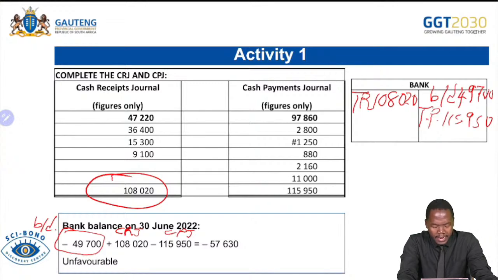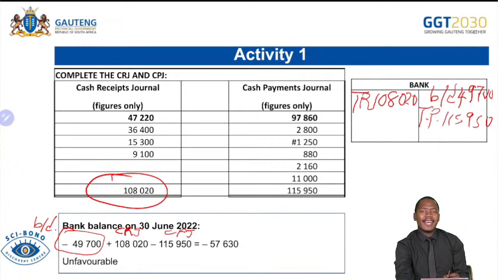108,020 minus 115,950. We are getting a negative figure. If you punch your calculator, Grade 12s, you will get a negative figure. Negative figure means unfavorable. That's how you know whether it's favorable or unfavorable. It's when you punch it correctly, so you get a negative figure.